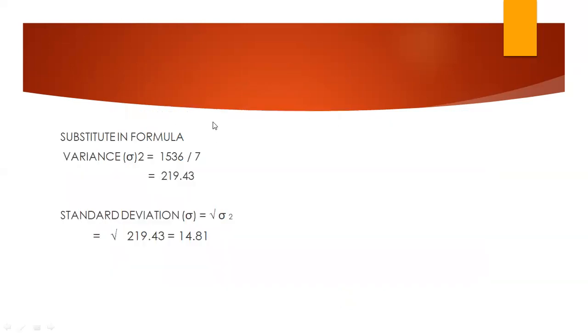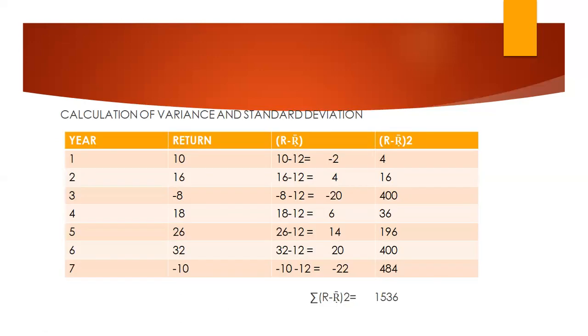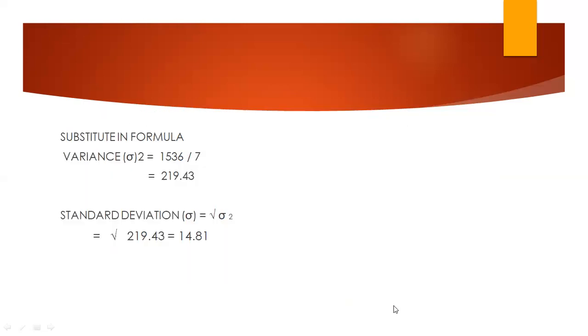So now we can substitute in the formula. The variance formula is sigma square equal to summation of (r minus r bar) the whole square divided by n. We have calculated the summation of (r minus r bar) the whole square, which is equal to 1536. Divided by n, the number of years, you will get 219.43.